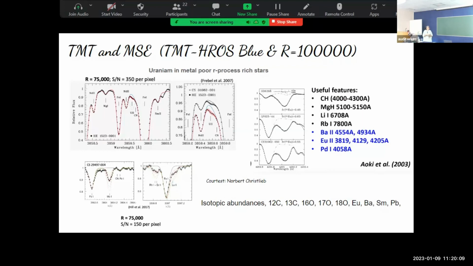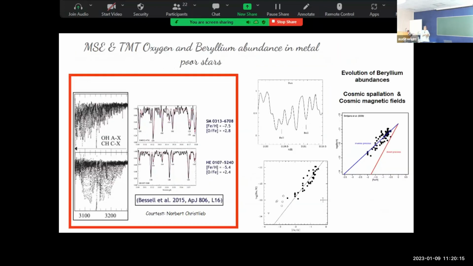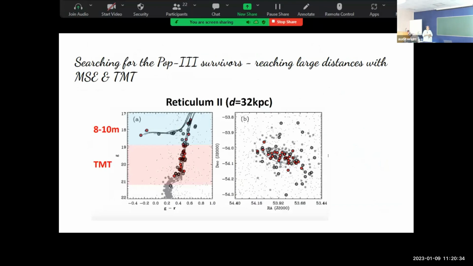So combining a large survey of MSE and selecting stars for TMT would be a way forward. And TMT's blue sensitivity is also important for oxygen, because oxygen is a very key element, but we don't have good transitions. The OH molecules in the blue are the strongest ones which you can detect at low metallicity. So oxygen is also important. I wouldn't go into the beryllium part.